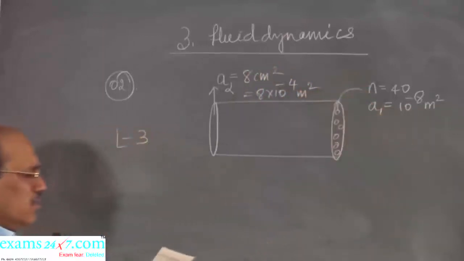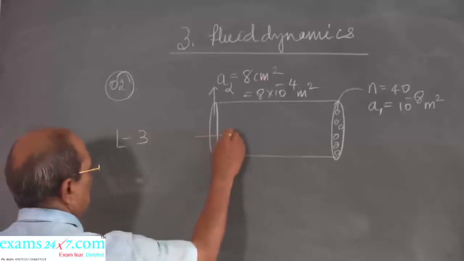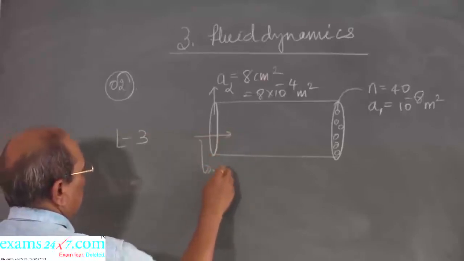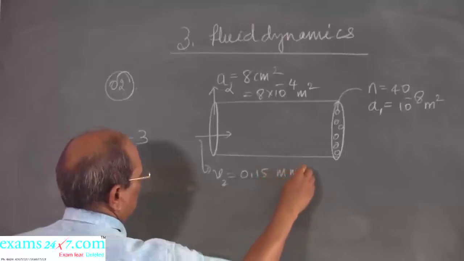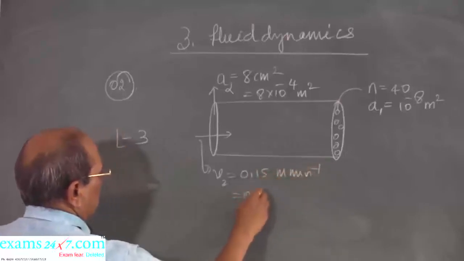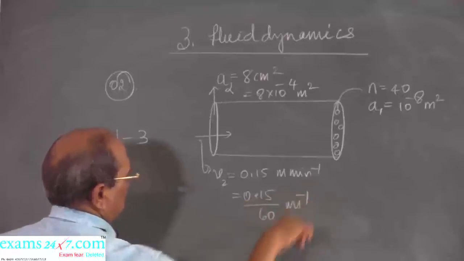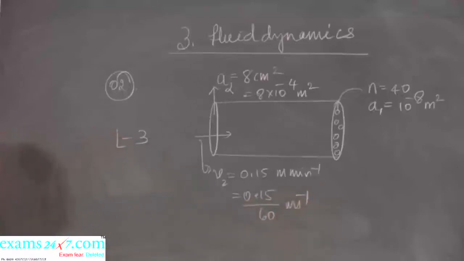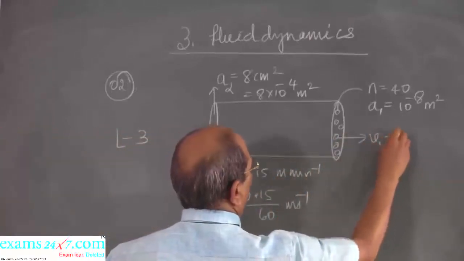They are asking, if the liquid flows inside the tube with a speed of 0.15. Again here, V2 is given as 0.15 meter per minute. This implies 0.15 by 60 meter per second. The speed with which the liquid is ejected through the holes, here V1 is required. How much?